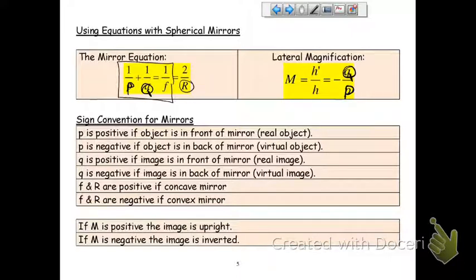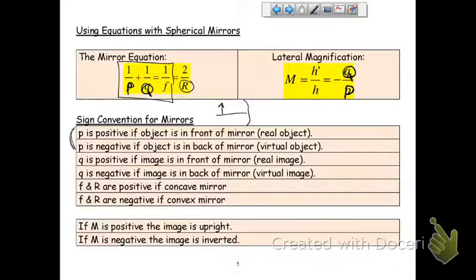The object distance P is positive if the object is in front of a mirror. Well, okay, so here's your mirror of some kind. And if your object is over here, it's positive P. That makes sense, yeah? Otherwise P is negative. I really don't need both of these, do I? If it's one or the other. Q is positive if the image is in front of the mirror.